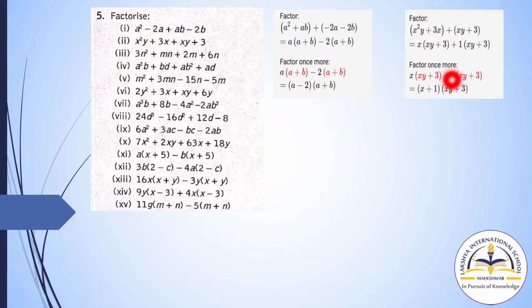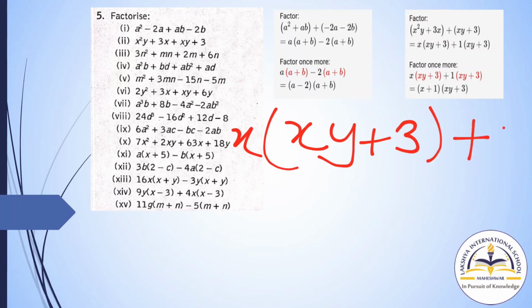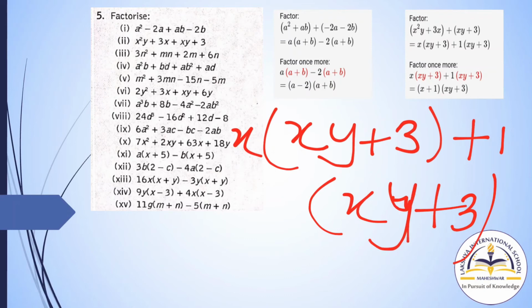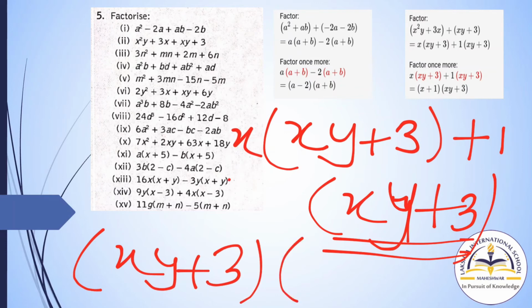Now question number 2 we will see, x square plus 3 plus xy plus 3. Now what can we take common? x in the bracket, what will be there? xy plus 3 plus 1 xy plus 3. Now xy plus 3 is the common, xy plus 3, and then what will be the remaining term? This x and this plus 1, so we will write them separately in the bracket, x plus 1. Now this will be the answer, x plus 1 and xy plus 3.